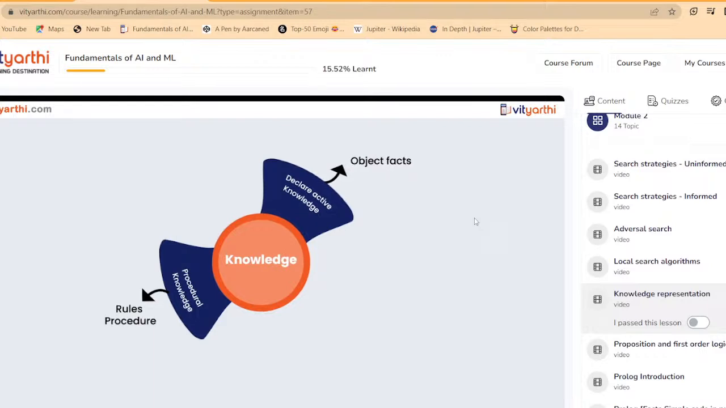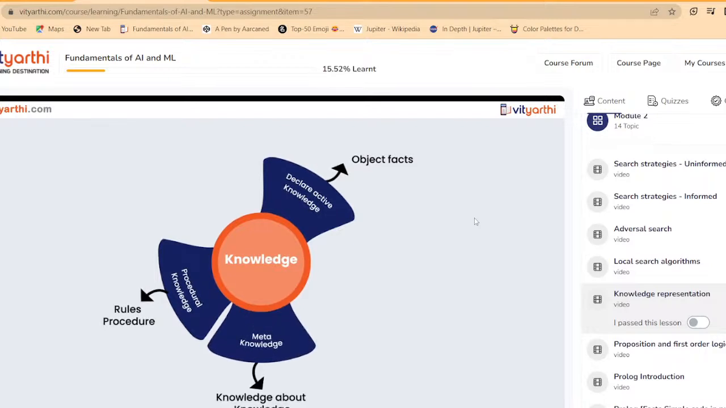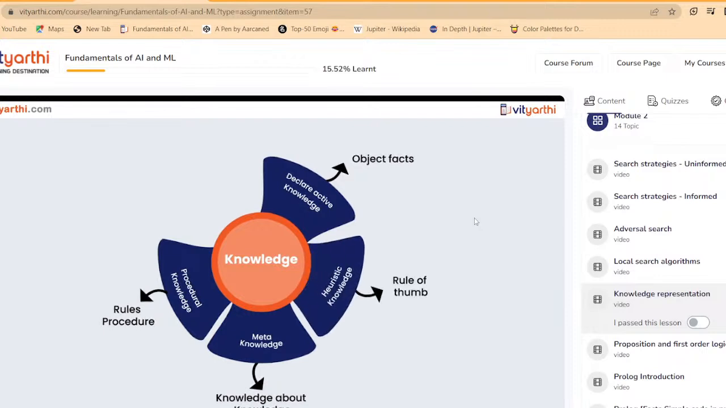It can be directly applied to any task. It includes rules, strategies, procedures, agendas, and so on. Procedural knowledge depends on the task on which it can be applied. The third one is meta-knowledge. The knowledge about other types of knowledge is called meta-knowledge. The next one is heuristic knowledge. Heuristic knowledge represents the knowledge of some experts in a field or subject.